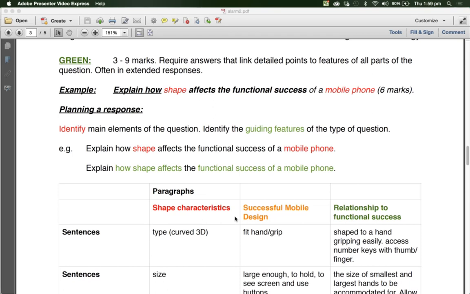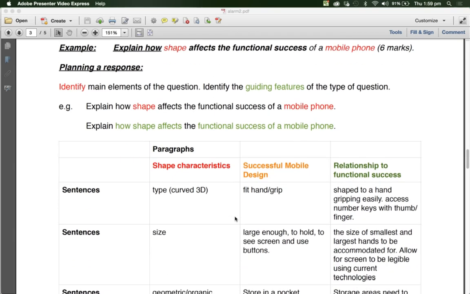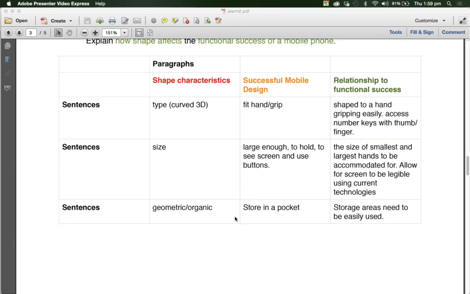So planning a response, we need to identify those main elements. And we look at shape characteristics. If you bring out these points, that might get you 1 to 2 marks out of the 9, because you've identified relevant characteristics of shape. If you give a bit of a description, see how it's going back down the line a bit in the orange area. Fit, hand grip, large enough to hold, store in a pocket. Those sorts of characteristics are described in a bit more detail.